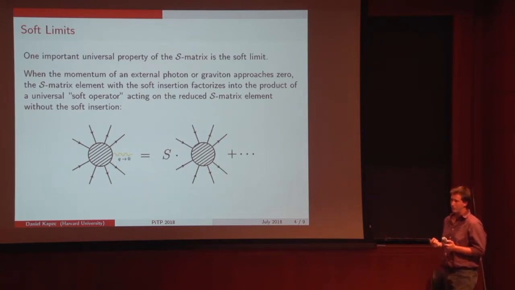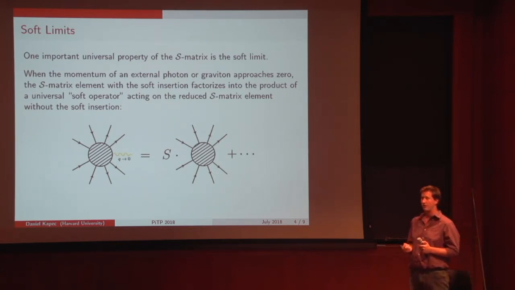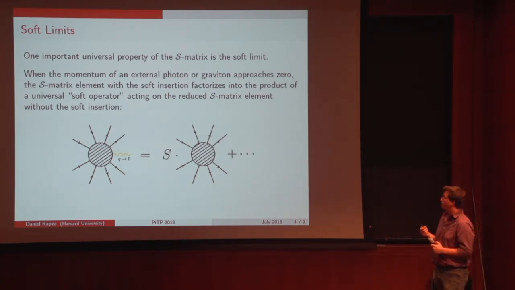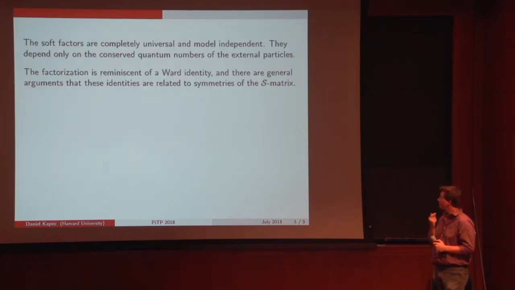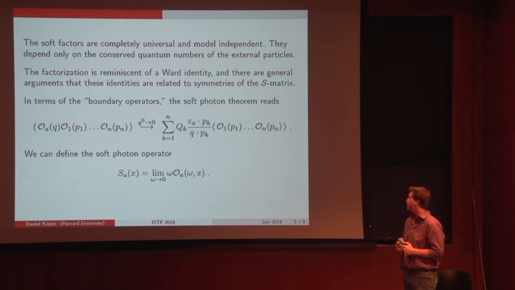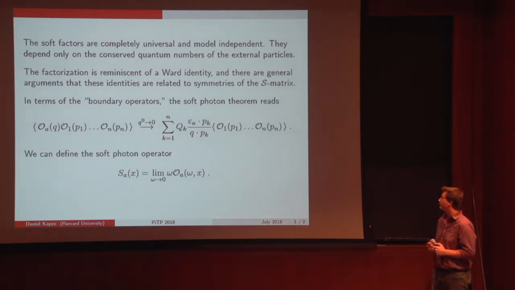A very important property of the S matrix is its behavior in the soft limit. So when we take the wavelength of a photon or a graviton to be very large, it's not able to resolve short-distance scattering processes. So the amplitude with the soft insertion in this limit factorizes into some soft operator acting on a reduced amplitude without the soft insertion. Now, the soft operator is universal and model-independent, and the factorization is very reminiscent of a Ward identity. So, for instance, in my notation, the soft photon theorem takes this form.